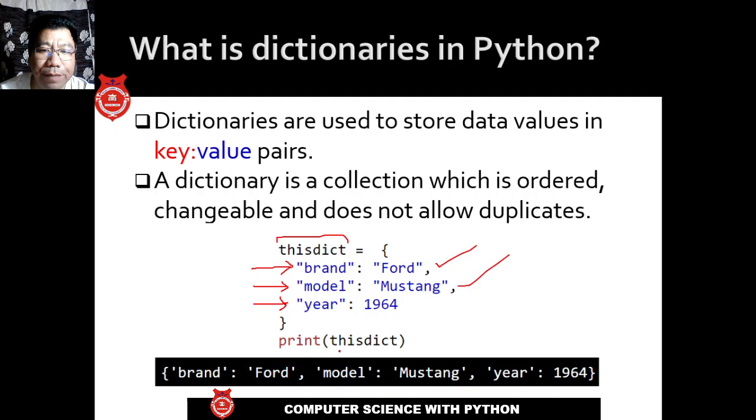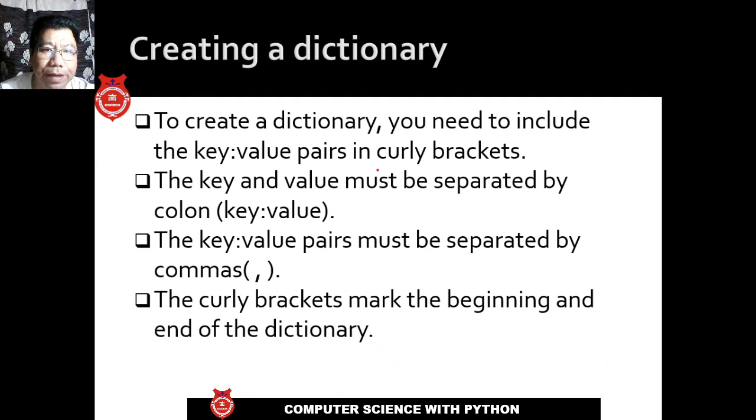So if you simply print this dictionary, you will get all the key value pairs in the output. This is the output. Okay, so dictionaries are mutable, they are changeable, and they can store key value pairs. All right, let us see one by one.